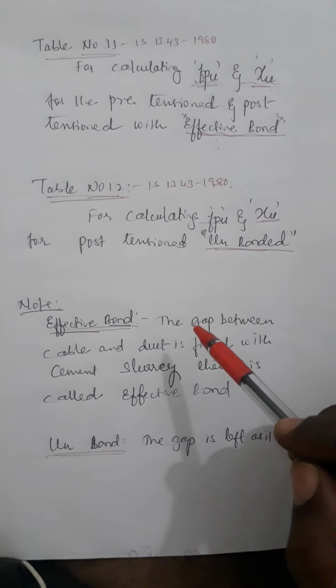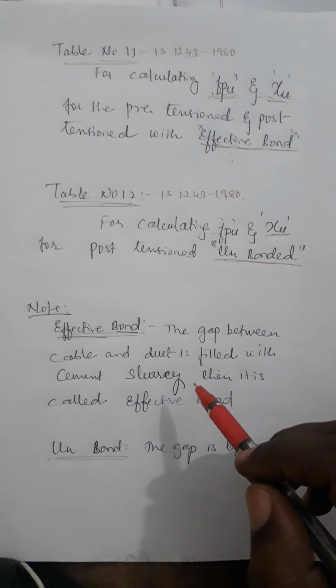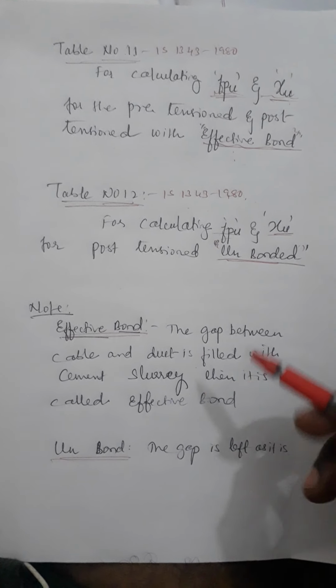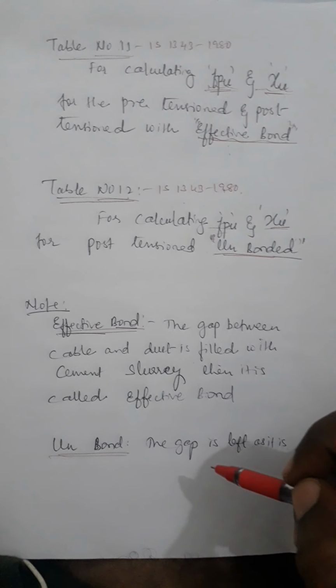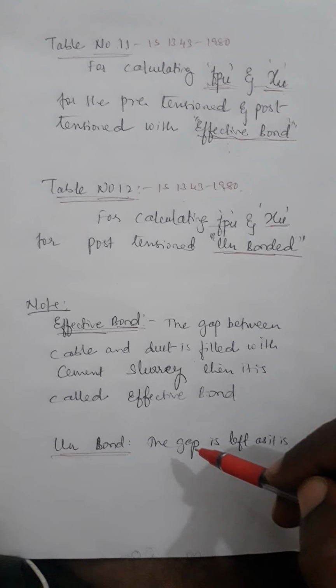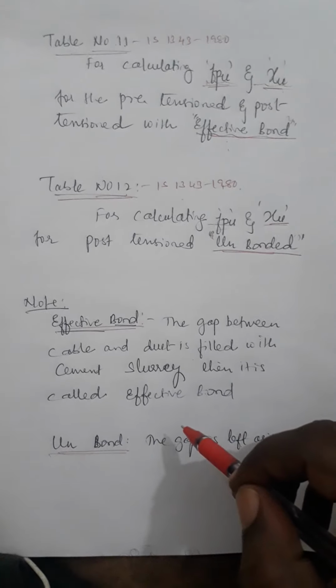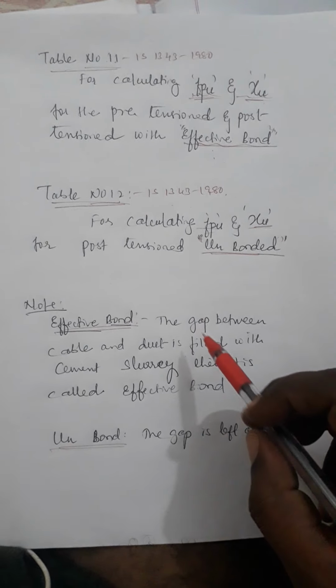Similarly, unbonded tendons are used in post-tensioned members compared to pre-tensioned members. In pre-tensioned members, first the cable is laid and afterwards the concreting is done, so the bonding between the concrete and the steel is proper. Whereas in post-tensioned members, first the concrete is laid and afterwards the cable is laid, so the bonding between the concrete and the steel is not proper. That is called unbonded tendons.